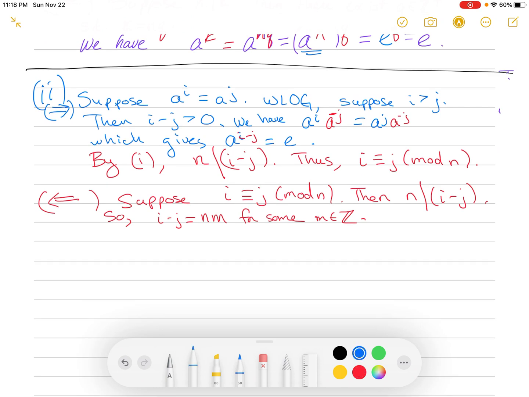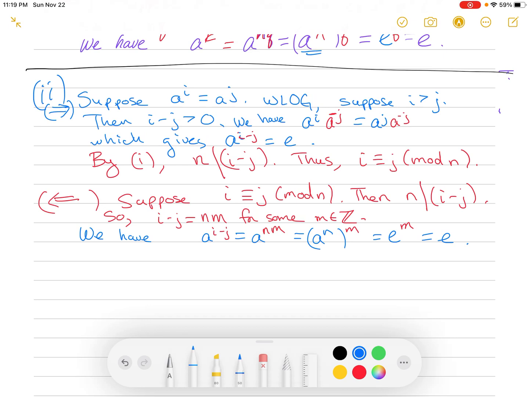So let's take a and raise it to the i minus j power. And that's going to be what? a to the nm. We can rewrite this as a to the n, to the m. Of course, we know a to the n is the identity. This is an assumption: the order of a is n, so a to the n is the identity. We've got the identity to the mth power, which is the identity. So we have a to the i minus j is the identity.